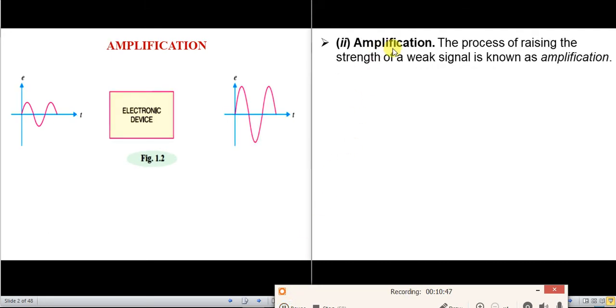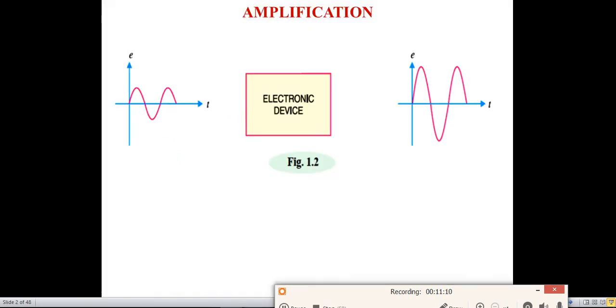Second function is amplification. So what is amplification? It is the process of increasing the strength of a weak signal. So in amplification, any weak signal is converted into a strong signal. The conversion of a weak signal into a strong signal, meaning raising the strength of the weak signal, is called amplification. As you can see in this diagram, we have given a sinusoidal waveform to the electronic device, for example a transistor. Then we see that the amplitude has been changed a lot.